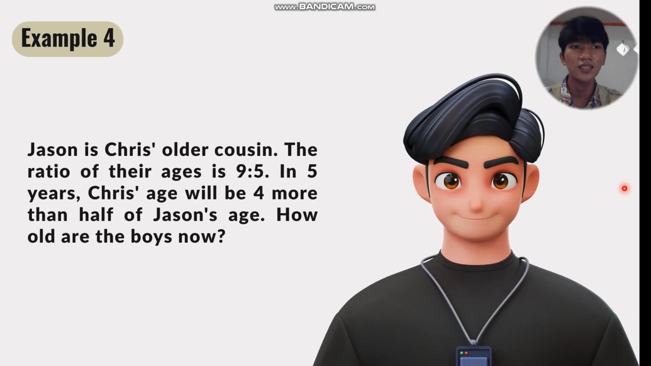Okay, the next is example number 4. Justin is Chris' older cousin. The ratio of their ages is 9 to 5. In 5 years, Chris' age will be more than half of Justin's age. How old are the boys now?